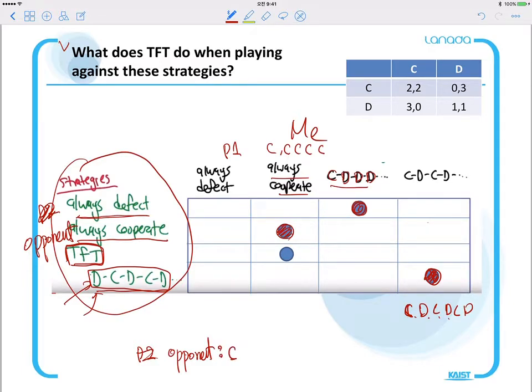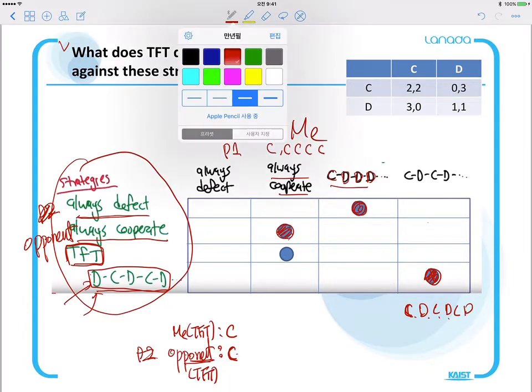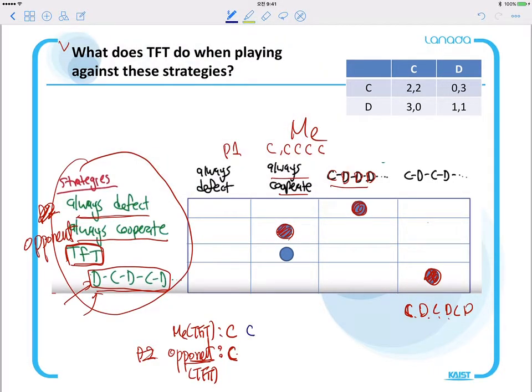He will start with C, and I'm going to start with C, because I'm using T4-10 and my opponent is also using T4-10. Then I'm going to copy the previous round, and this guy is also copying, right? So C, copy, copy, copy. C, C, C, C is the outcome. So for T4-10, if my strategy is T4-10 also, then I always cooperate. That's exactly what I have here.